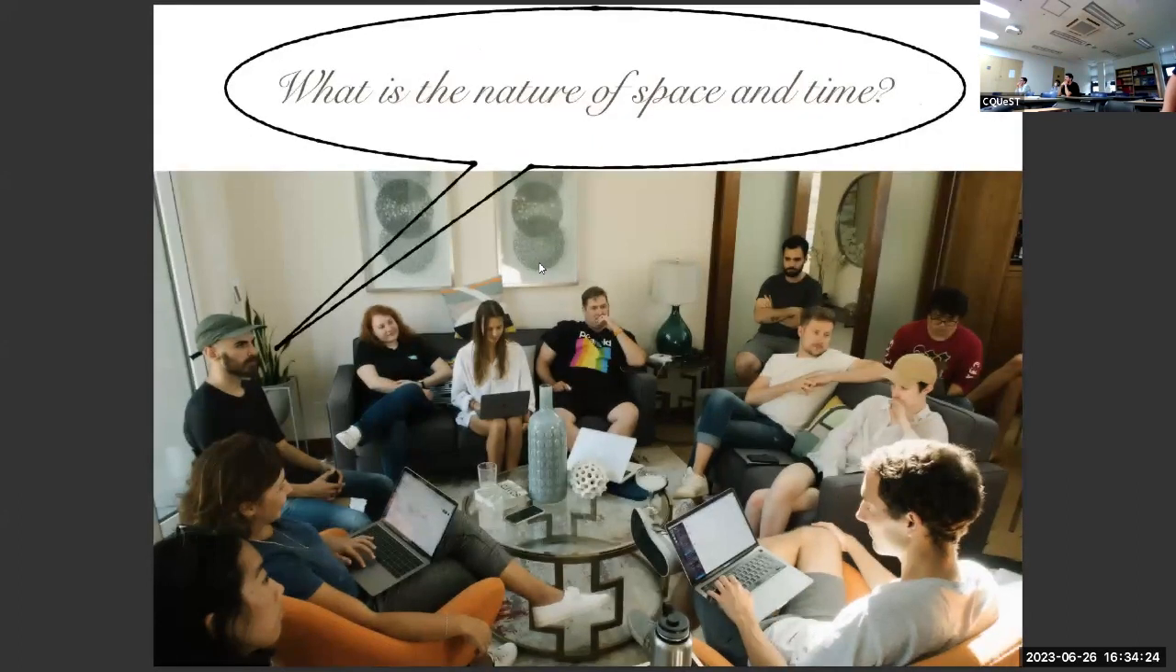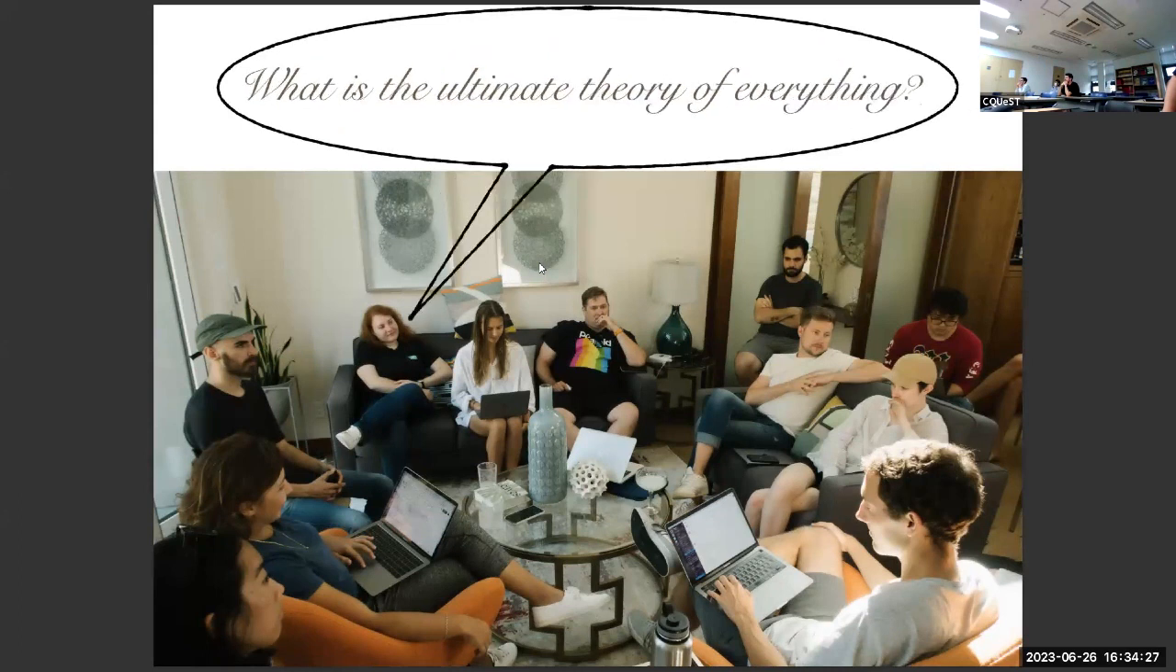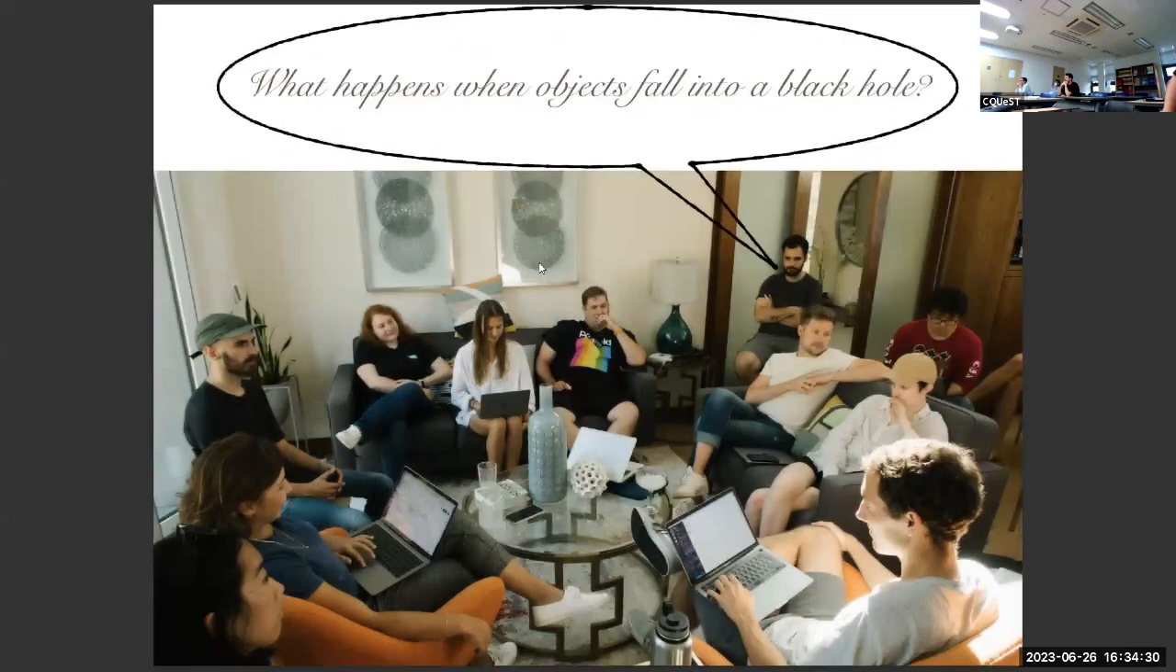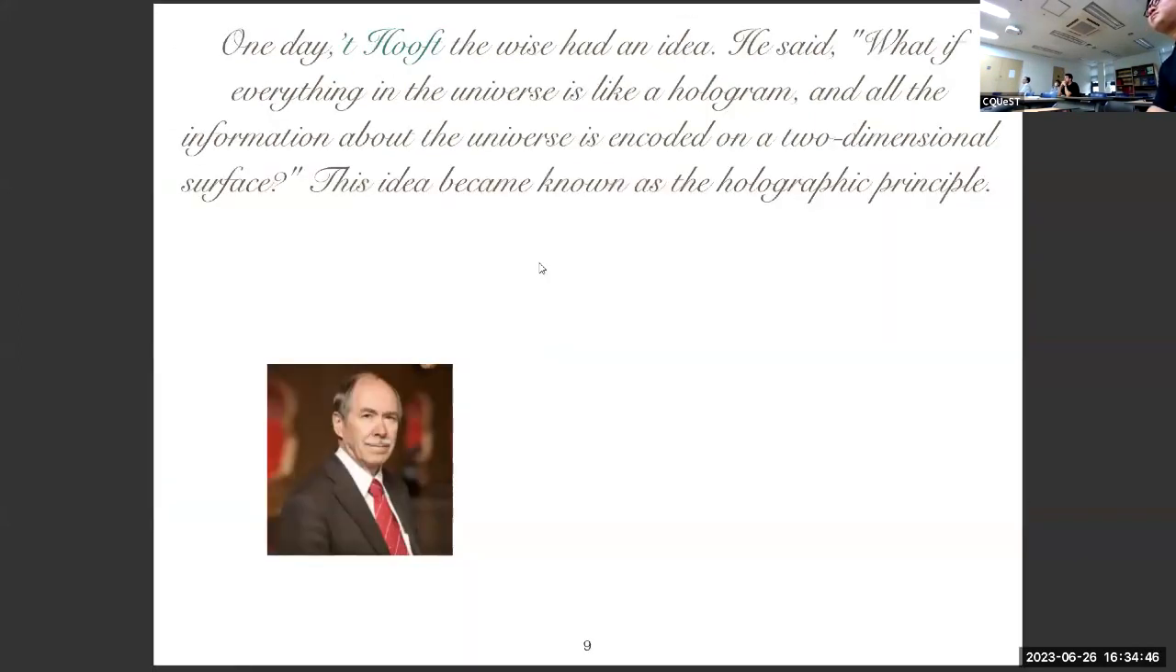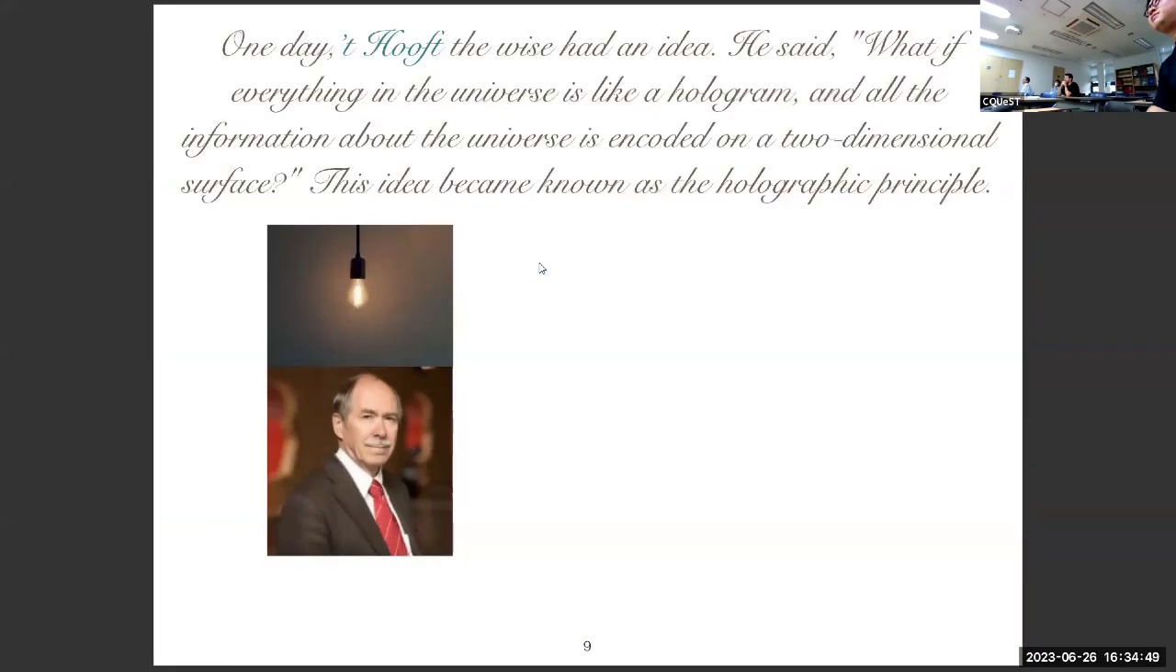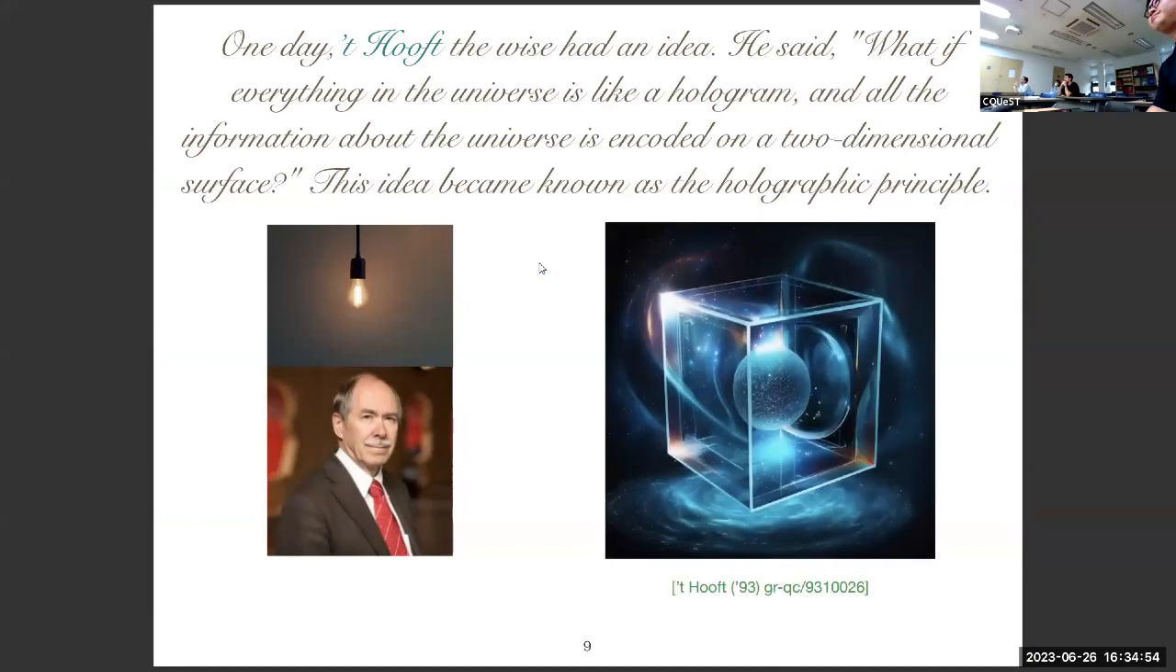They asked, what is the nature of space-time, or space and time? What is the ultimate theory of everything? And what happens when objects fall into a black hole? This is just a snippet, a choice list of the kinds of questions that were asked during this call. One day, Hathoth the Wise had an idea. He said, what if everything in the universe is like a hologram? And all the information about the universe is encoded on a two-dimensional surface. This idea became known as the holographic principle.